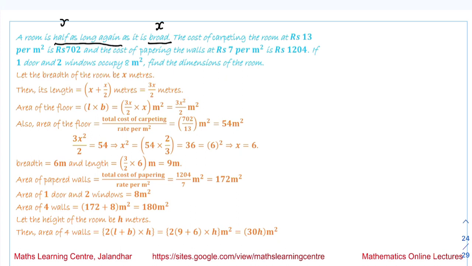That it is x meter broad, then it is plus x by 2. This is the length of the room that is given to us, and this value is 3x by 2 meter long. So it is x meter wide and 3x by 2 meter long. Then it is given that the cost of carpeting the room is rupees 13 per meter square, and at this cost the total amount that is to be spent is 702 rupees.